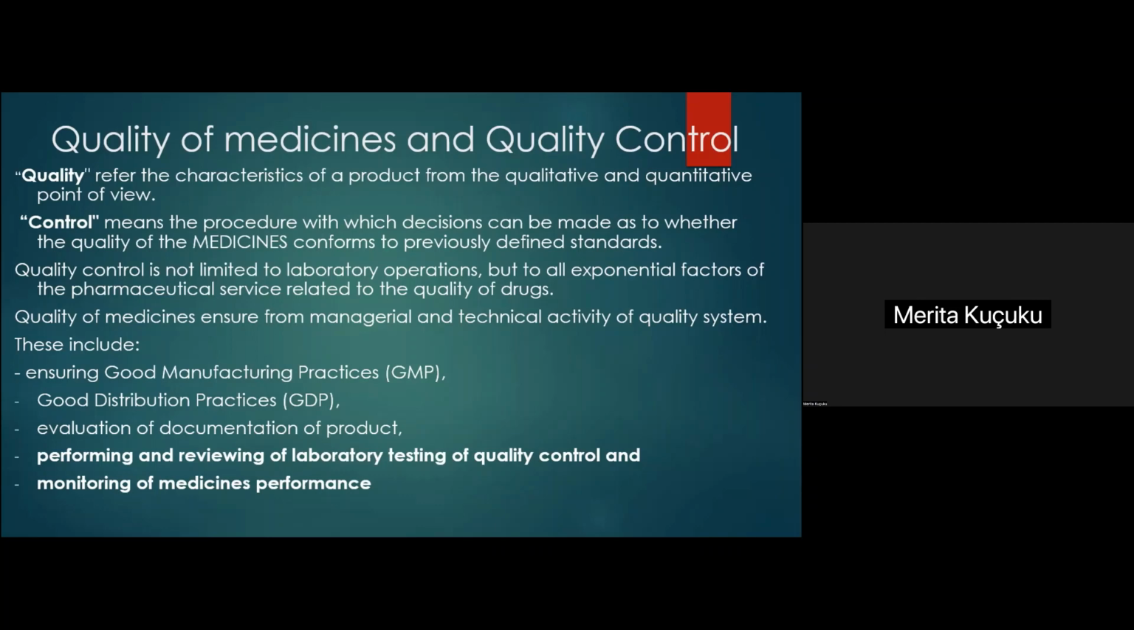Why should we ensure GMP? Because we should check that everything is implemented as in the good manufacturing practice manual. Why are good distribution practices important? Because the quality of medicines depends on their distribution, because the conditions during distribution impact the quality of medicines.